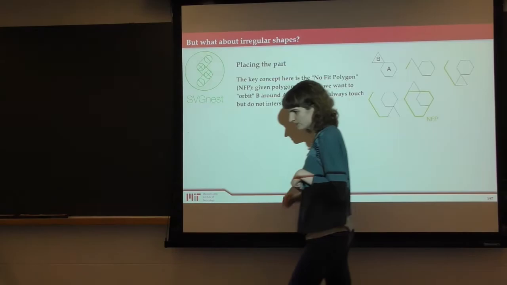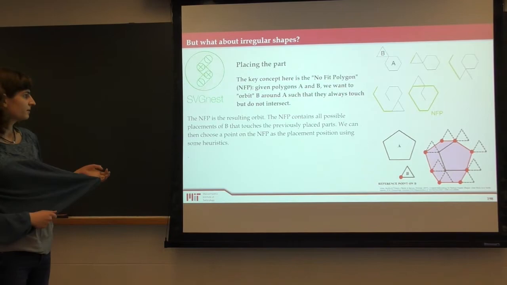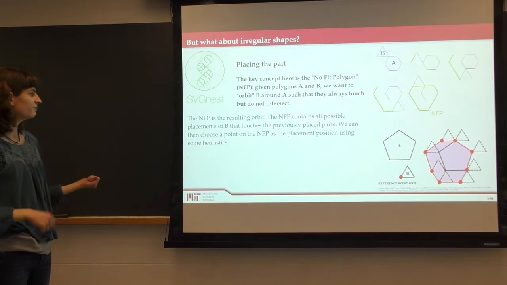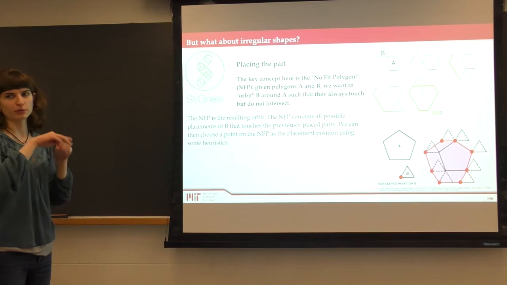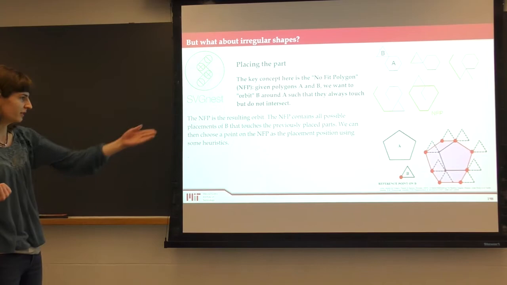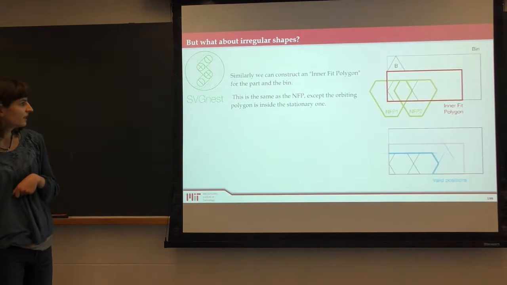We call this orbiting. So the no-fit polygon, or NFP, is all the possible placements of the part, where we're only tracking the position that we're grabbing the part from, that maintains contact without overlapping. Here's another illustration with a pentagon. Now, this is just for one part, where only one part has been previously placed.